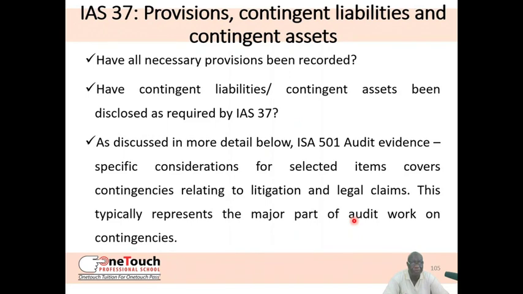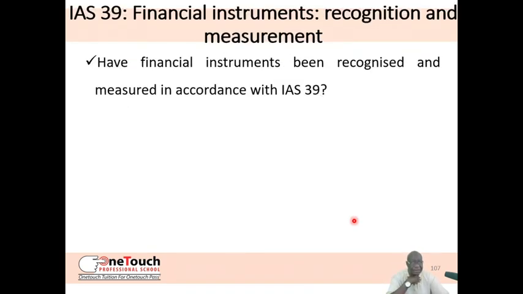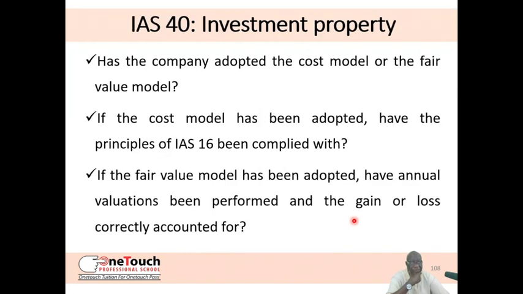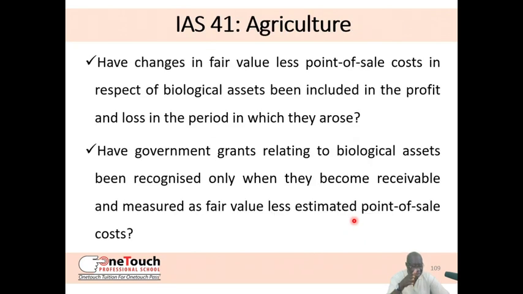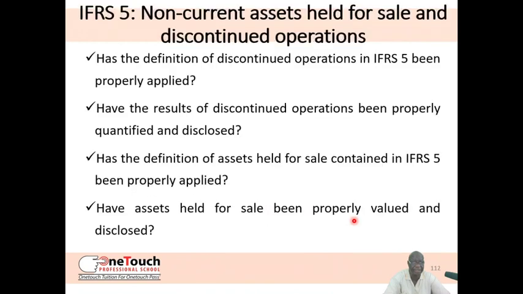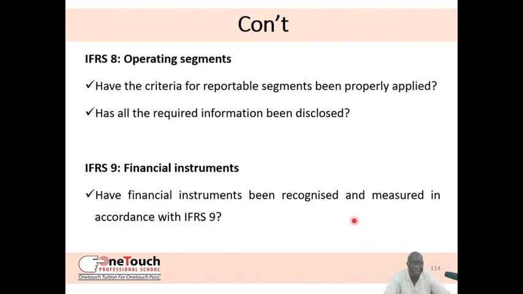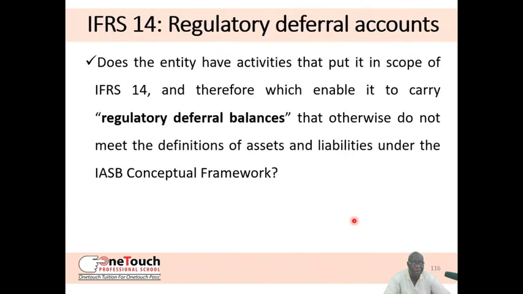So in that order, provisions, contingent liabilities, and contingent assets, all these ones. Intangible assets, financial instruments, investments, property, all these things. There are questions and answers you need to ask yourself before, let's see the areas. Share-based payments, non-current assets held for sale and discontinued operations. Has the definition of discontinued operations in International Financial Reporting Standard 5 been properly applied? So all these things, you have to find answers to them.